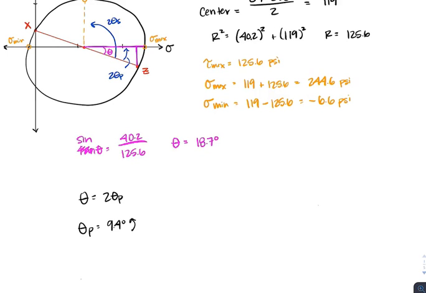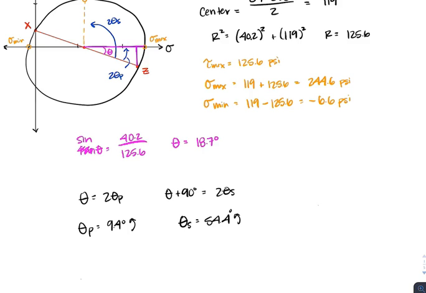And then we also can relate this theta. So theta, if you add the plus 90 degrees to it, you should get 2 theta s. So doing that, you can get that theta s is going to be equal to 54.4 degrees counterclockwise.